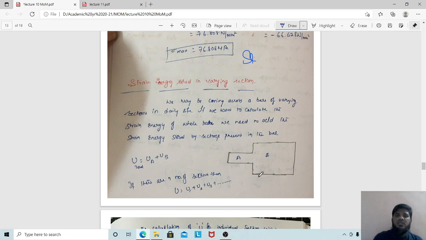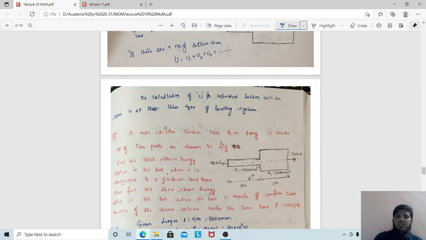So let us take one problem. A non-uniform tension bar, so tensile force is acting on it. It is 5 meters long and made up of 2 parts as shown in the figure. So it has been made of 2 parts, this is 3 meters, this is 2 meters. 3 plus 2 is 5. And the area of cross sections is given. So obviously this will undergo a deformation like delta L1, and this will undergo a deformation like delta L2.